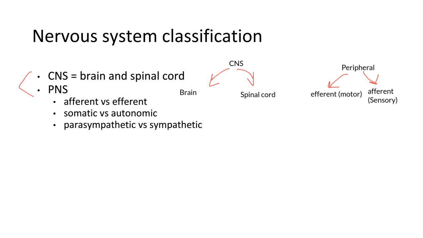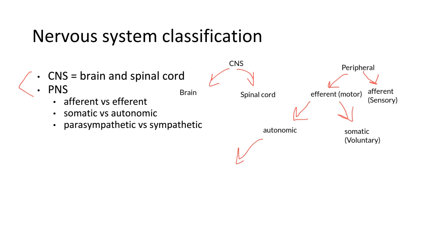The efferent is then broken into somatic versus autonomic. Okay, and the somatic nervous system, this is voluntary. This is what we can control. So this is sending messages to my skeletal muscles, that kind of thing. That's my somatic, or my voluntary portion of my nervous system. Okay, my autonomic is, like it says, automatic, and I don't have control over it.